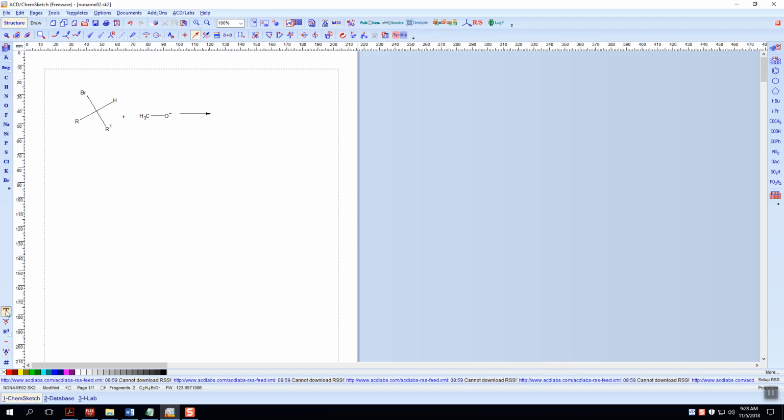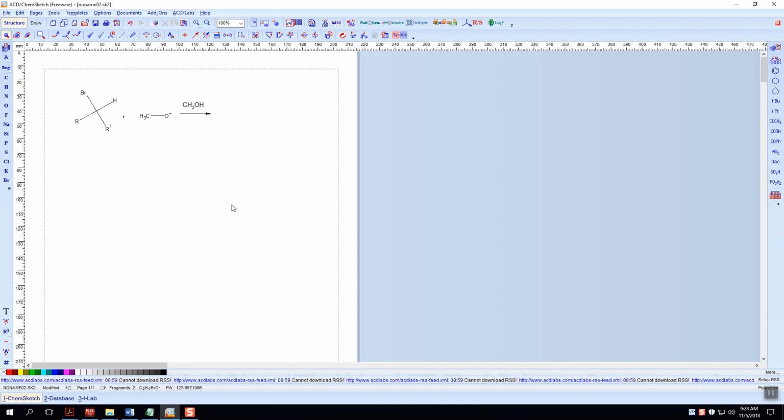And on top of my arrow, I'm going to put CH3OH, which is methanol, which is my solvent. And I want this subscripted, so I use this text selector and I subscript that like so. And then I'm just going to grab it and put it like that. So here is my mechanism.